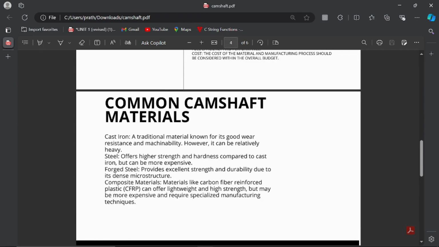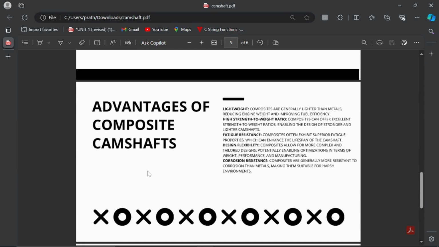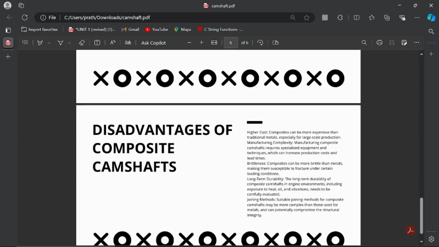What are the common camshaft materials? The common camshaft materials are cast iron or chilled iron, steel, forged steel, and composite materials. What are the advantages of composite materials? Composite materials are lightweight. They are generally lighter than the other materials, reducing engine weight and improving fuel efficiency. They have a high strength to weight ratio. They have fatigue resistance, design flexibility, and corrosion resistance.